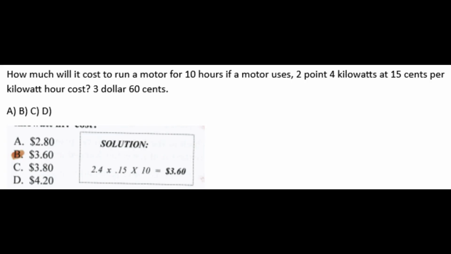Question 26. How much will it cost to run a motor for 10 hours if a motor uses 2.4 kilowatts at 15 cents per kilowatt hour cost? $3.60. Motor runs for 10 hours, uses 2.4 kilowatts. At 15 cents per kilowatt hour, the cost is $3.60.